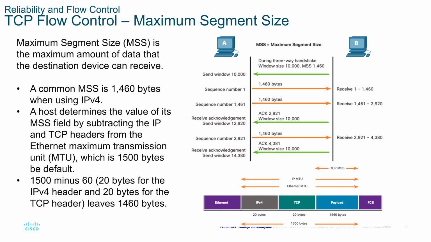So what you need to remember is the maximum segment size is the maximum amount of data that the destination device can receive, and it is determined by the MTU, which is 1500, minus 60, which includes the 20 bytes for the IP header and 20 bytes for the TCP header. And that's all you need to remember for this slide for your exams. And you can see on the right hand side, that information is shown with a diagram here.